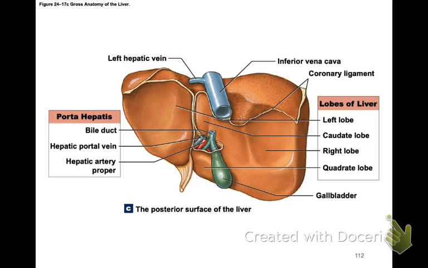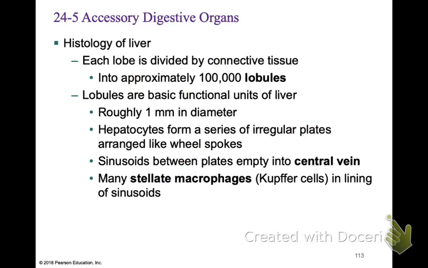We're looking below the liver with the backside being at the top of the diagram. And you can see the left hepatic vein labeled. The left hepatic vein is one of the three veins that drains the liver. There's also a right and a central hepatic vein, but they're actually buried into the liver.